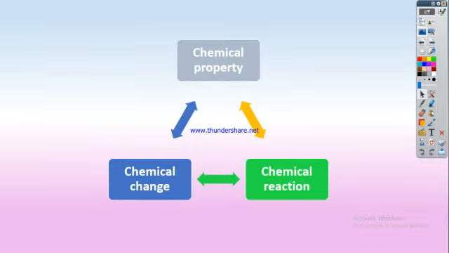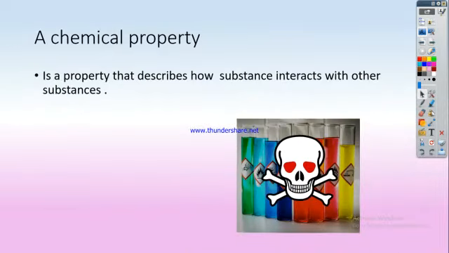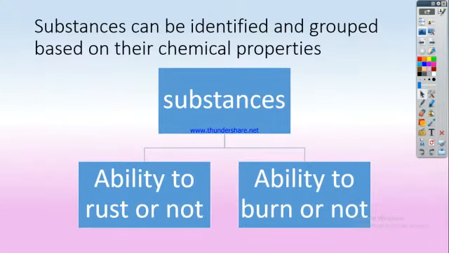Let's start with chemical property. What is the meaning of chemical property? A chemical property is a property that describes how a substance interacts with other substances. Substances can be defined and grouped based on their chemical properties. So substances can be classified according to the ability to rust or not and the ability to burn or not.